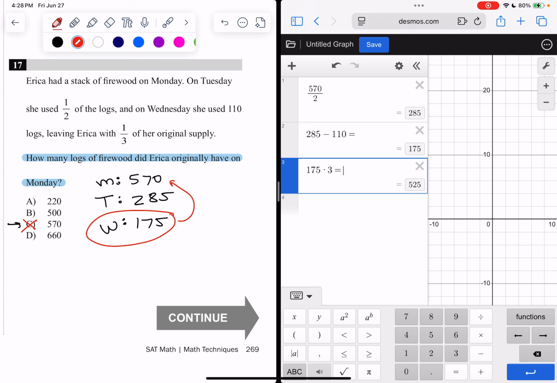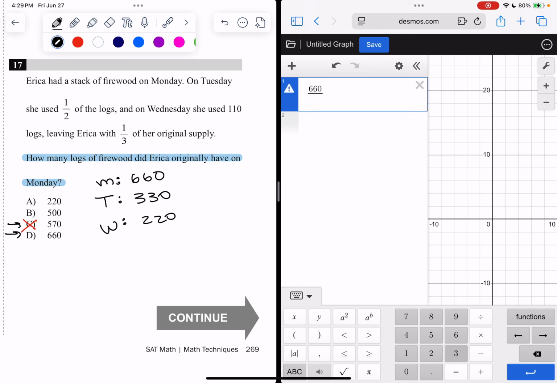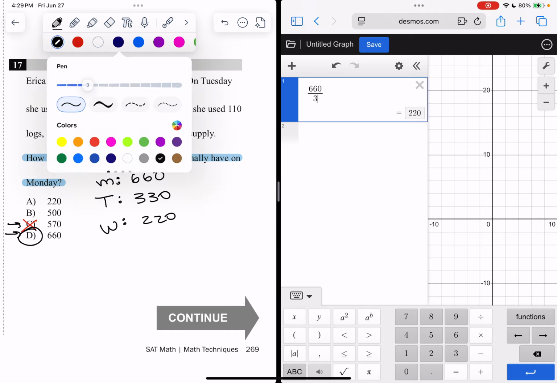It's really hard to tell whether I should go bigger or smaller, so I'm just going to pick a direction and go. So let's try 660. Monday is 660. If we use half the logs, Tuesday would be half of 660, which would be 330. And then if I subtract 110 from that, I'll get 220. Now, if I take 660 and divide it by 3 and I get 220, I know that 220 is 1/3 of my original supply, and indeed it is. So we can say that this is our answer because it works with our problem.